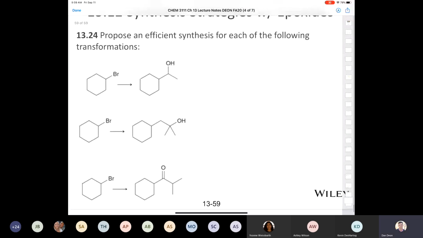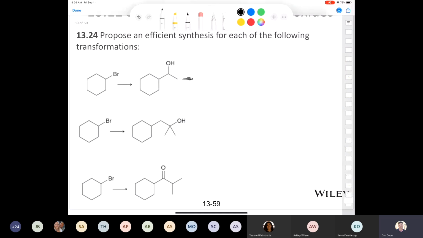All right, in the interest of time, I'm going to stop there. You have the solutions to these ones. These are just more synthesis problems. Maybe we'll do the first one quickly. This one I'm going to do using a Grignard as well, and I want to add 2 carbons.